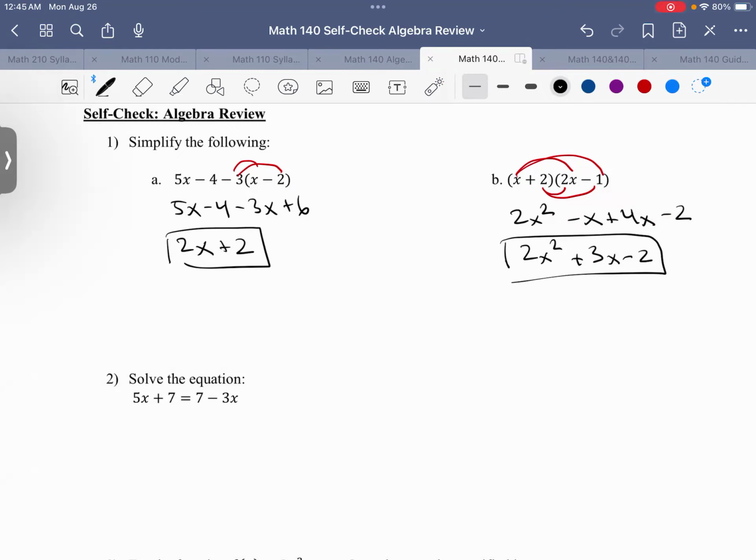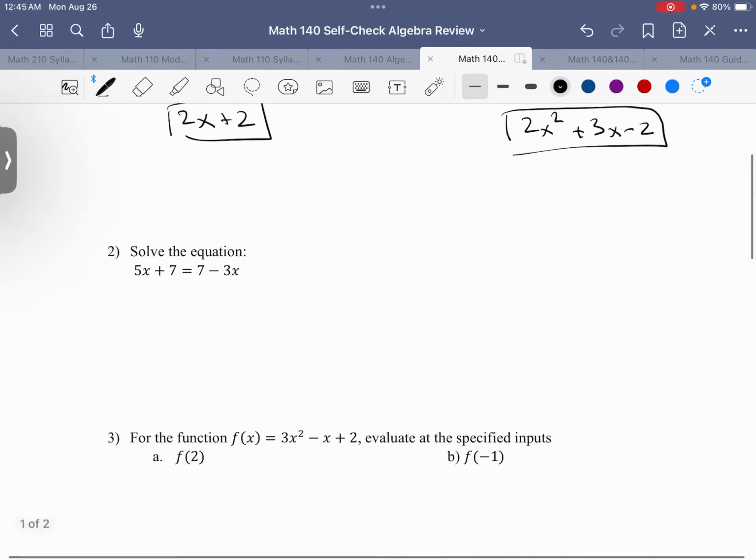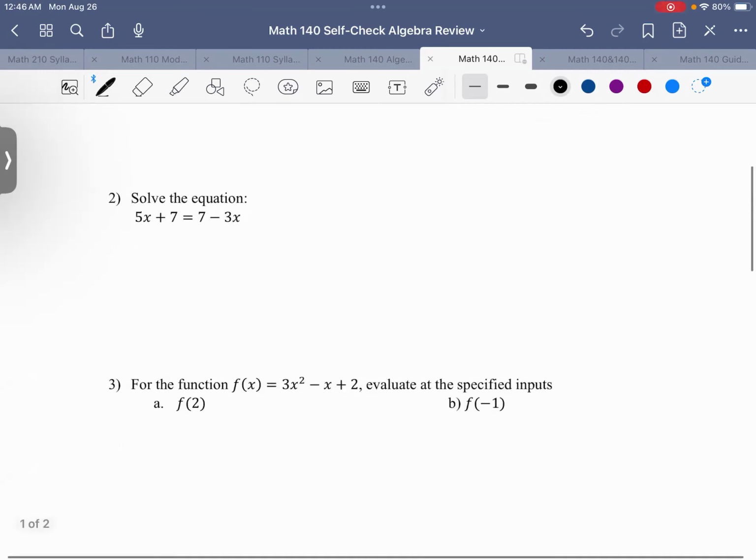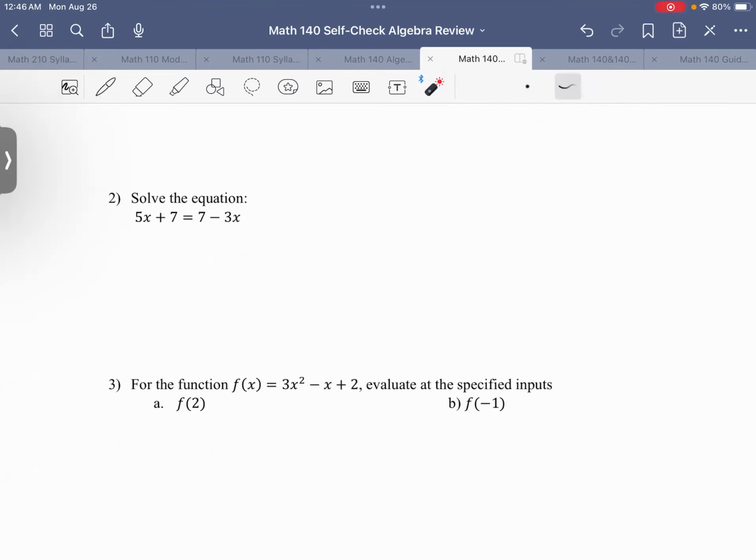So let's move on to number 2. So we want to solve the equation. Okay, so we have 5x plus 7 equals 7 minus 3x. Okay, so I want to get x by itself on one side. I have a couple copies of x, but think about it as combining like terms. So what I want to do is add 3x to both sides because I can combine these like terms.